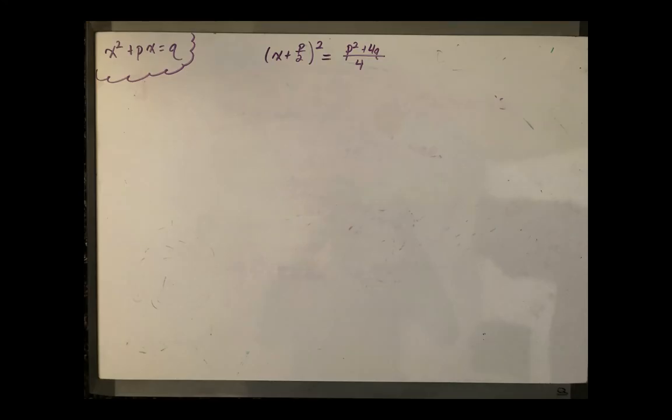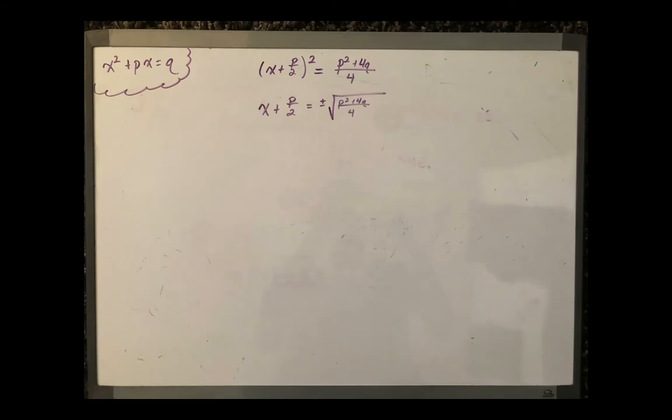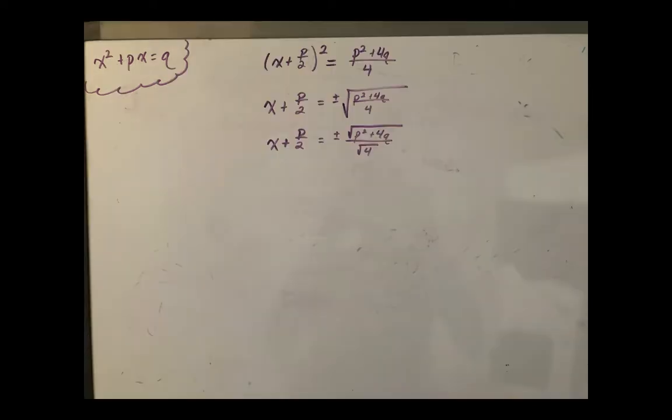At that point, we can take the square root, remembering to have the plus or minus. So we now have x plus p over 2 equals plus or minus the square root of p squared plus 4q all over 4. And when we've got a fraction in a square root, we can split it up to have the square root in the numerator and the denominator separately. So now we have x plus p over 2 equals plus or minus the square root of p squared plus 4q over the square root of 4.